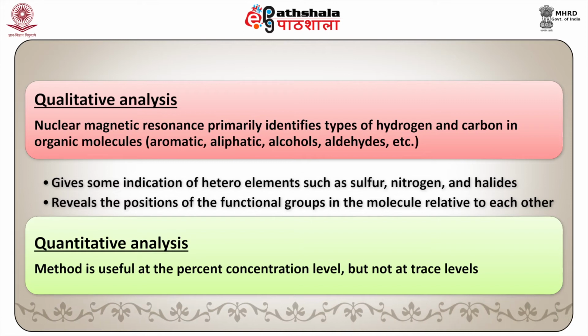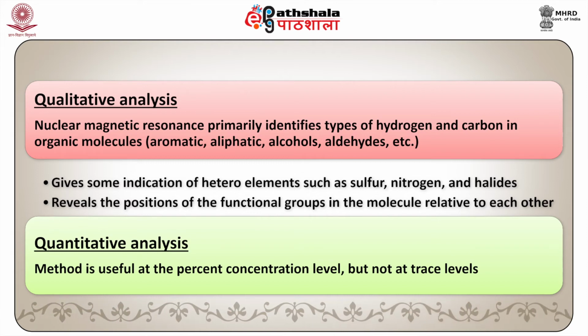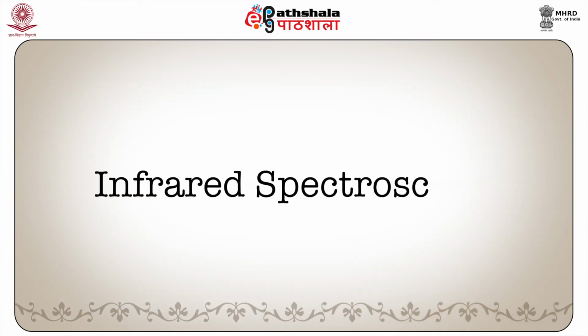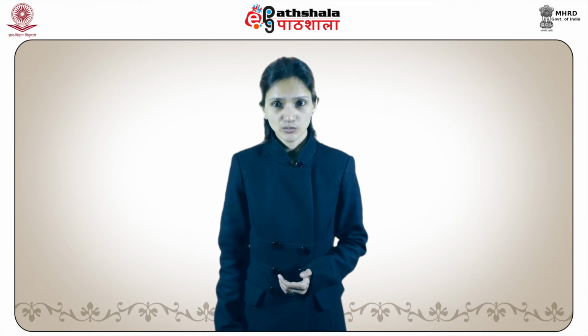Next is quantitative analysis in the case of NMR. The method is useful at the % concentration level, but not at trace levels. Next is infrared spectroscopy. In the case of qualitative analysis, infrared spectroscopy readily distinguishes between aliphatic and aromatic compounds. It identifies functional groups present in the molecule and gives some indication of the presence of hetero elements, oxygen, sulfur, nitrogen, silicon, halides, and includes their environment.